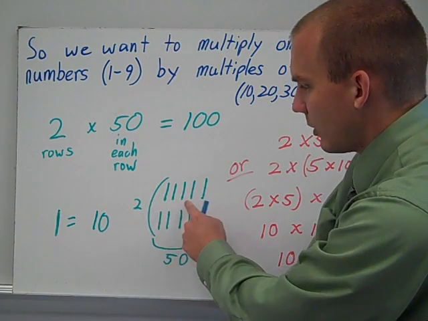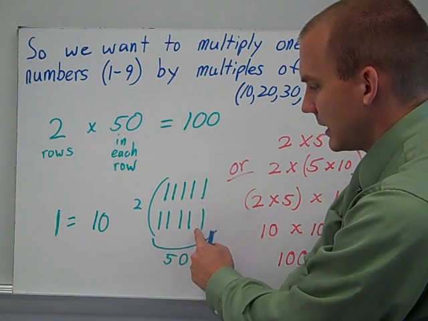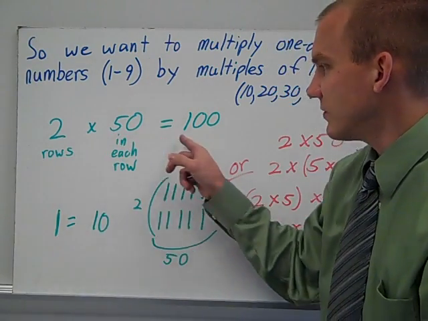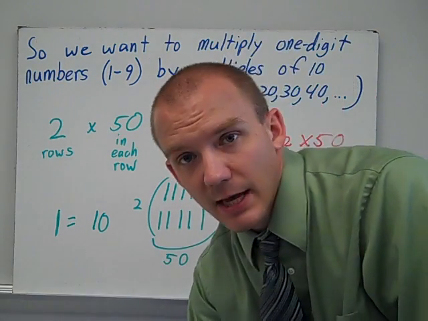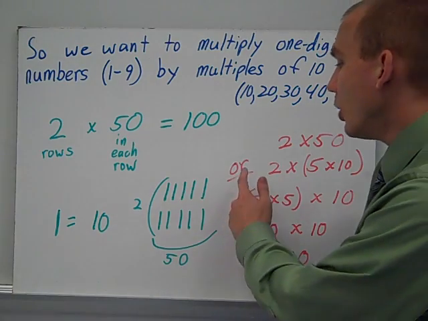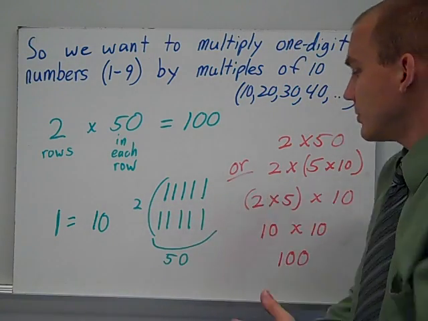So you just got to kind of count by tens. 10, 20, 30, 40, 50, 60, 70, 80, 90, 100. So 2 times 50 would equal 100. I'd end up with 10 of these little 10 blocks. Now this is one strategy we can use, or we can use operation properties.